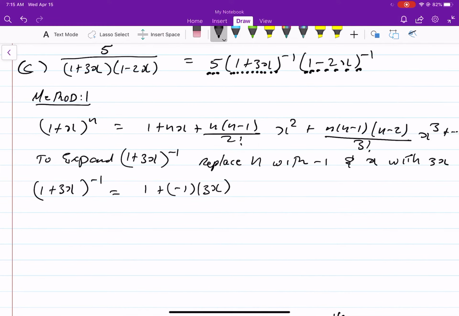Yes, plus minus 1 times minus 2 upon 2 factorial times 3x all squared plus minus 1 times minus 2 times minus 3.